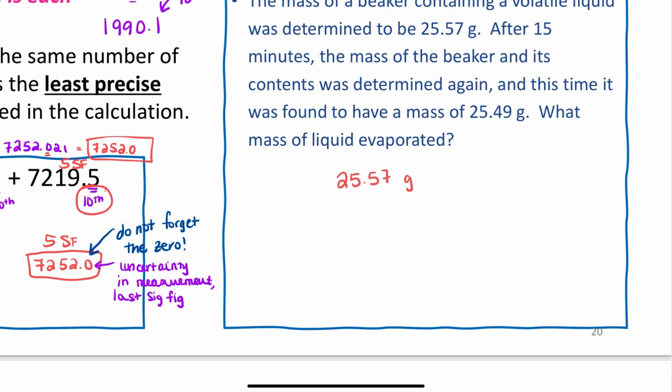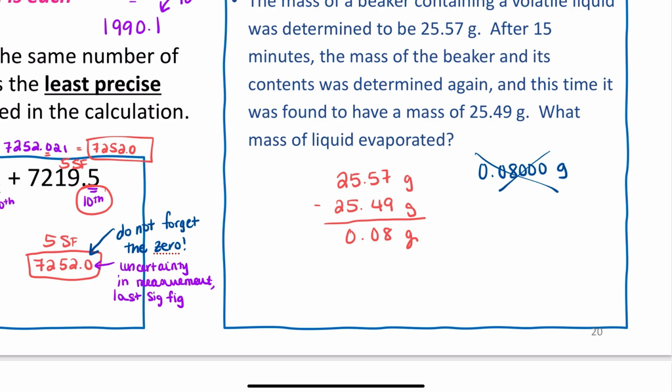25.57 grams minus 25.49 grams, my final answer is 0.08 grams. First, I do not want to write, it would not be appropriate to write 0.08000 grams. We're going to see why students would mess that up when we do the multiplication division rules.